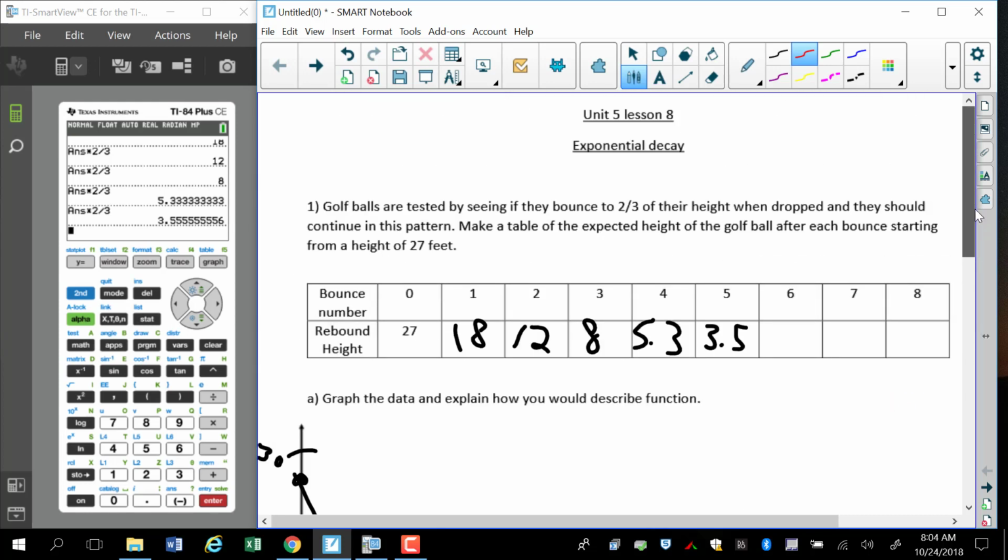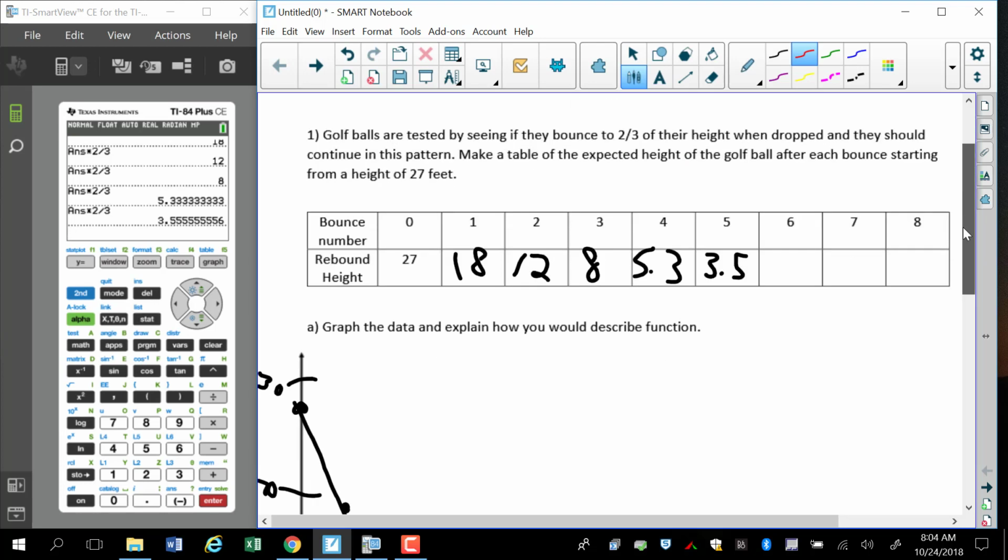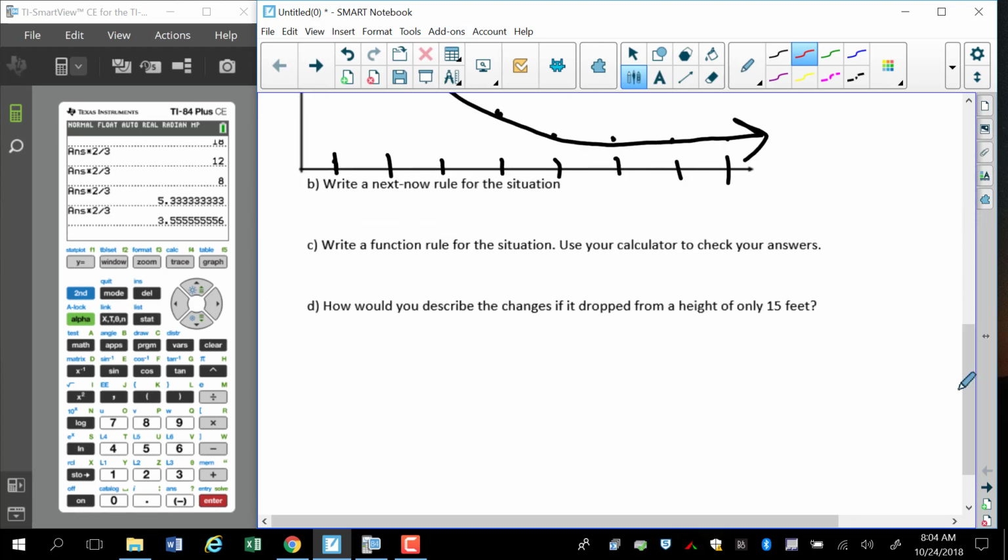Again, the only reason this is a decay is we're repeatedly multiplying, but rather than repeatedly multiplying by 2 or 3 or 4, we're doing 2/3. So we're repeatedly multiplying by something smaller. So the next-now rule is still going to be next equals now, but this time we're doing times 2/3. And again, because that's a fraction less than 1, it's going to be a decay. A function rule, well, again, where does it start? 27. What are we repeatedly multiplying by? 2/3 to the power of x.